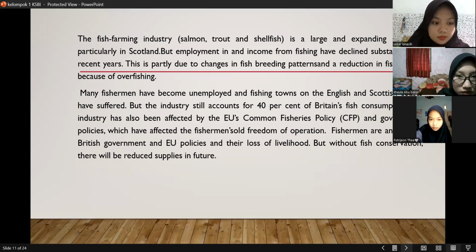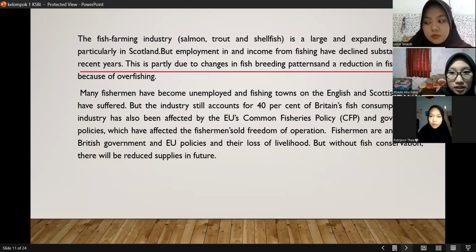The fish farming industry is a large and expanding business, particularly in Scotland, but employment and income from fishing have declined substantially in recent years. This is partly due to changes in fish breeding patterns and depletion of fish stocks because of overfishing. Many fishermen have become unemployed, and fishing towns on the English and Scottish coasts have suffered such trends, but the industry still accounts for 40% of British fish consumption.